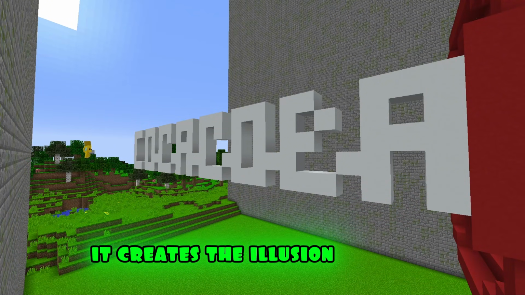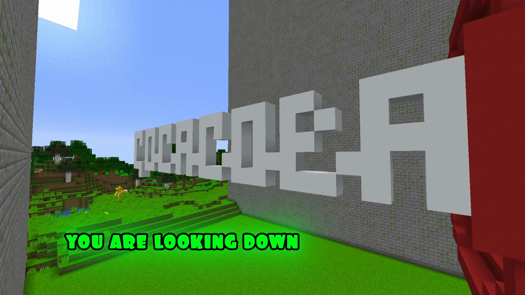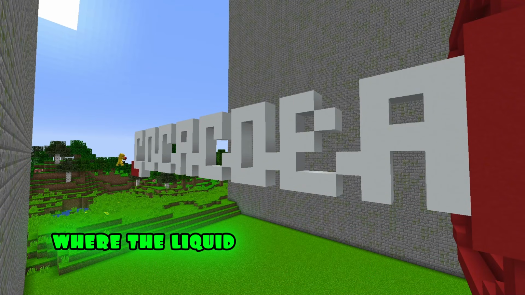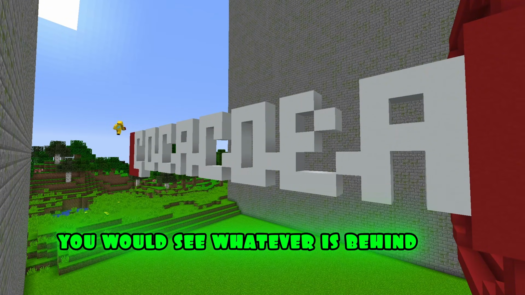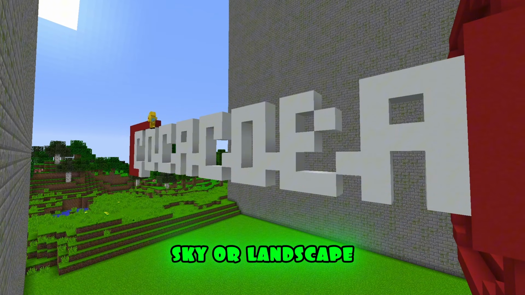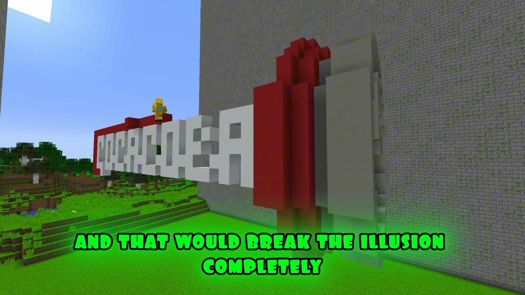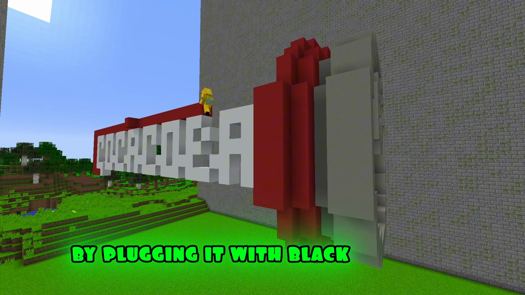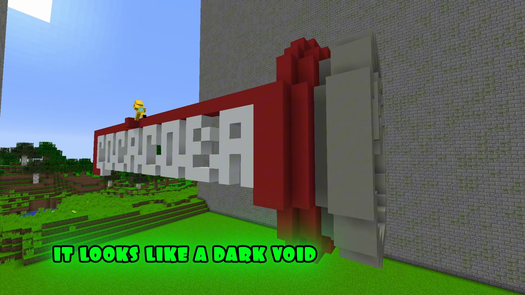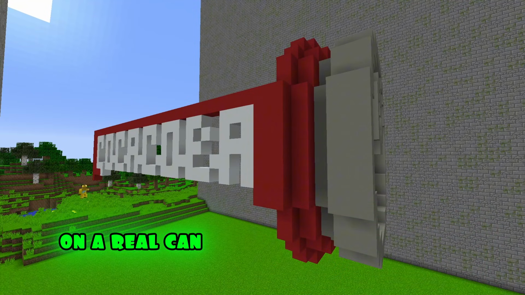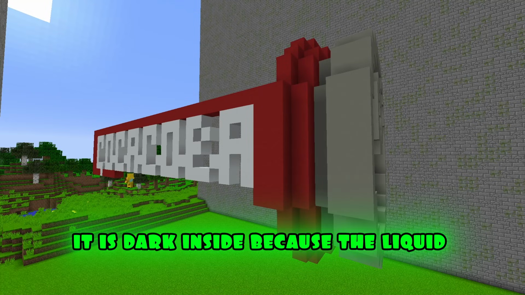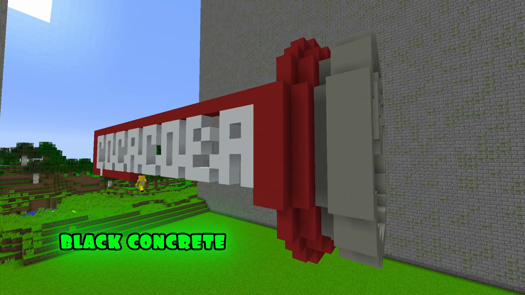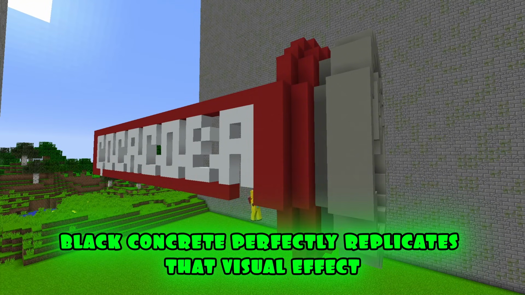It creates the illusion of depth, like you are looking down into the dark interior of the can where the liquid is. If he just left it as an empty hole, you would see whatever is behind the build, sky or landscape, and that would break the illusion completely. By plugging it with black concrete, it looks like a dark void inside the can. On a real can, when you look into the drink hole, it is dark inside because the liquid absorbs light. So black concrete perfectly replicates that visual effect.